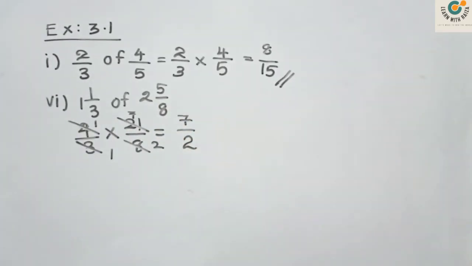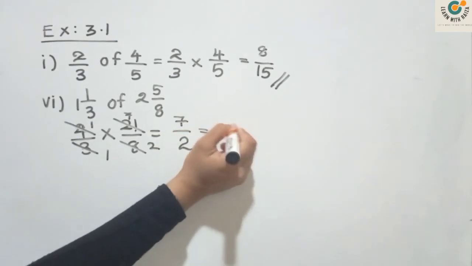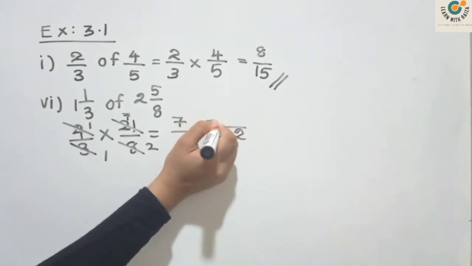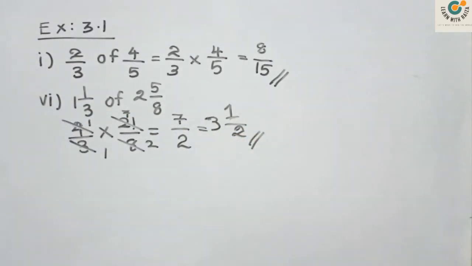But I can't leave it like that. The reason is it's an improper fraction, so I have to make it a mixed fraction. 2 times 3, 6, 6 plus 1, 7. The answer will be 3 1/2.